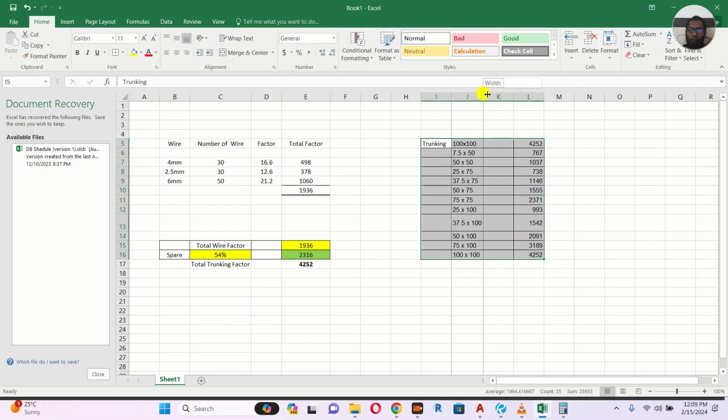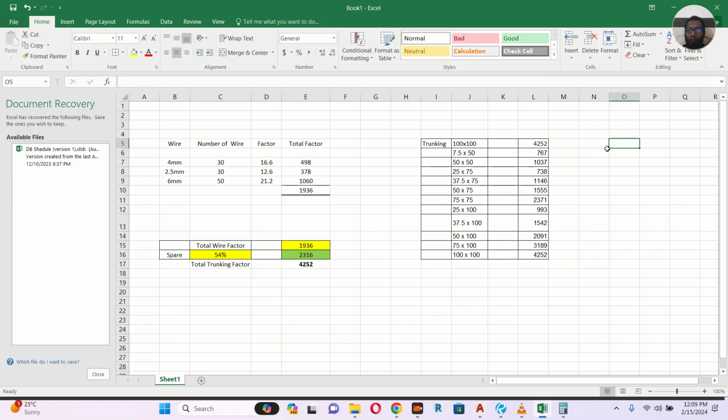So some of these sizes we don't use. So actually this one we don't need. So 50 we use, this one we don't use, everything. So most of them we don't use, in Qatar we don't use, but I don't know about other countries. So I have 54 spare. So this trunking factor 4252, that means this one.